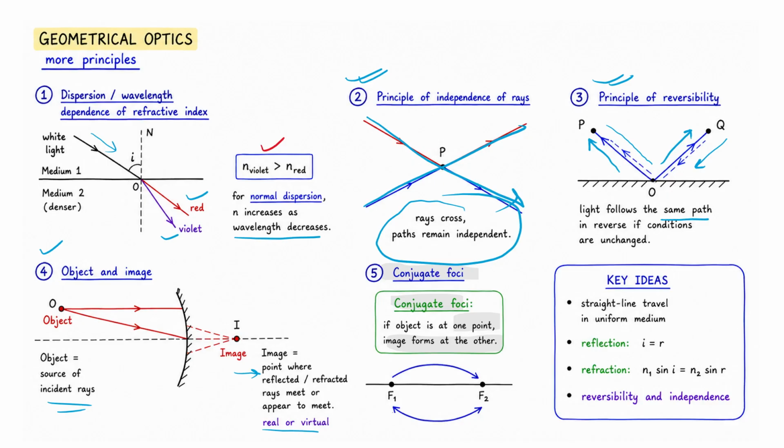Now the key idea is that light travels in a straight line in a uniform medium. Angle of incidence is equal to angle of reflection. And you have Snell's law, that is also very important. And another important point is reversibility and independence of light. So this is the very condensed revision of optics.